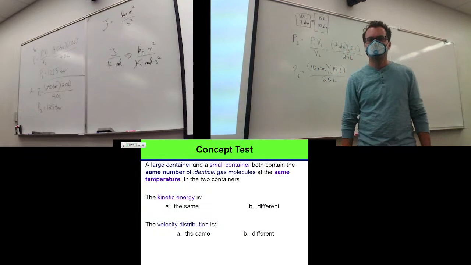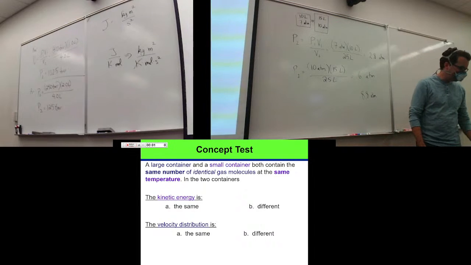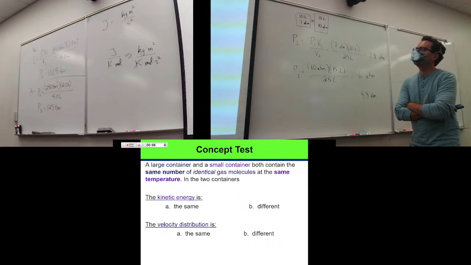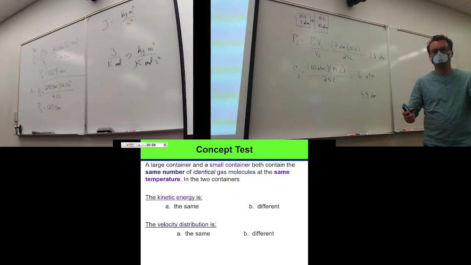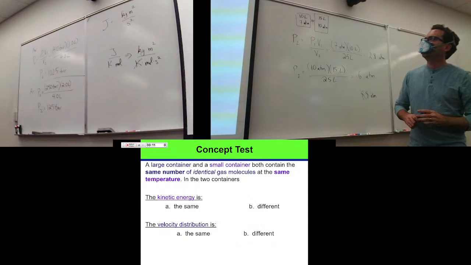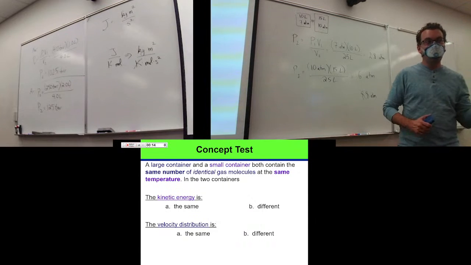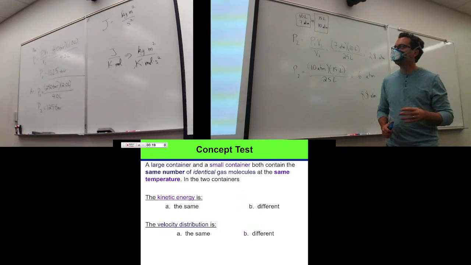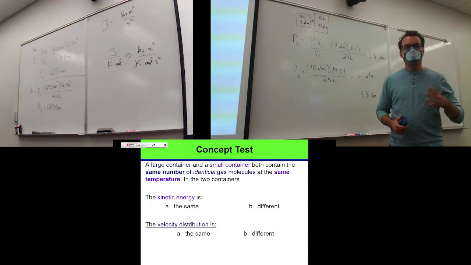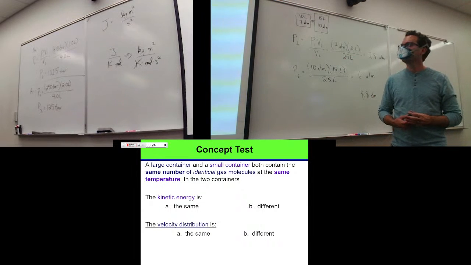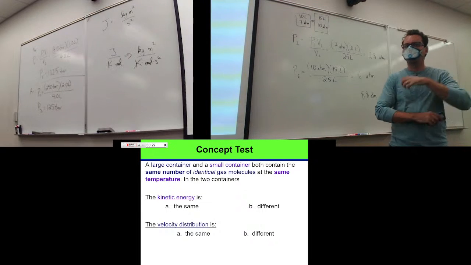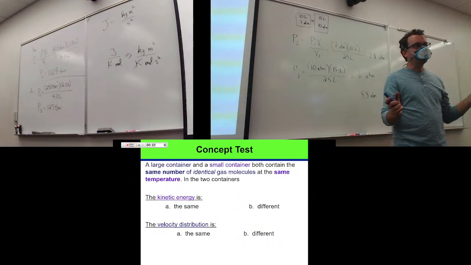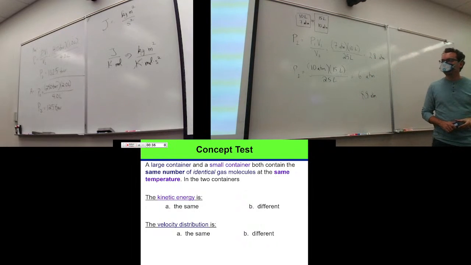So, let's see if I can get you guys to agree on these things. If I have a large container, a big one, and a tiny one, and they both contain the same number of moles at the same temperature, then would the kinetic energy be different between them, or would they be the same? So, big container and a small container, same number of moles, same temperature. The kinetic energy between them is the same or different.